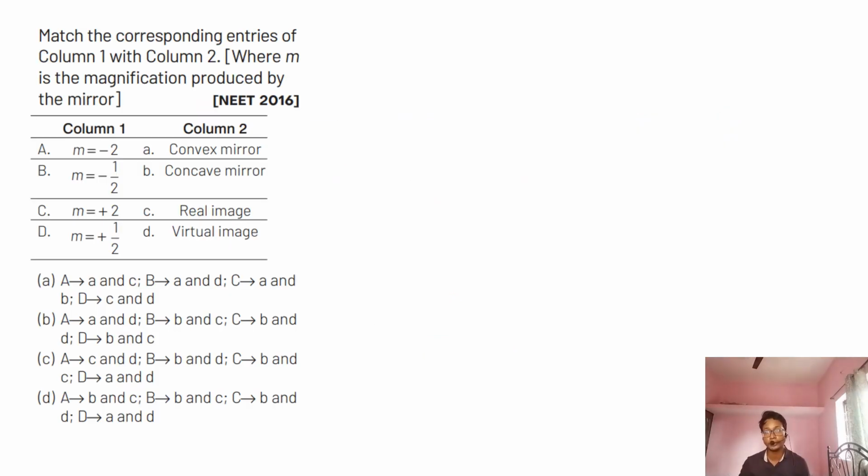So let us solve a question regarding magnification. Match the corresponding entries of column 1 with column 2. m is equal to 1.